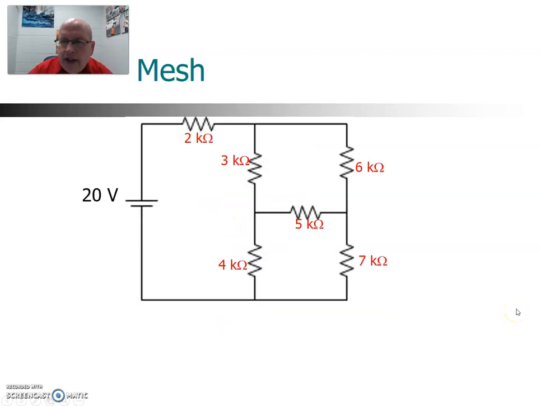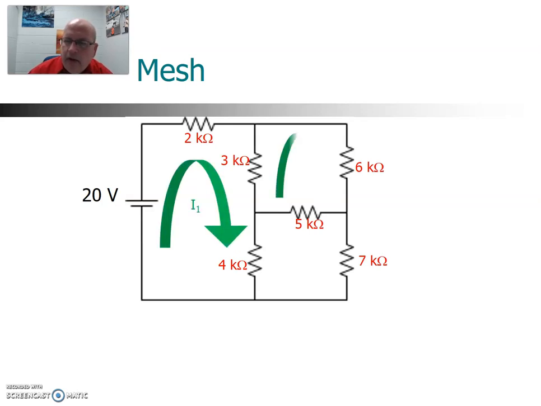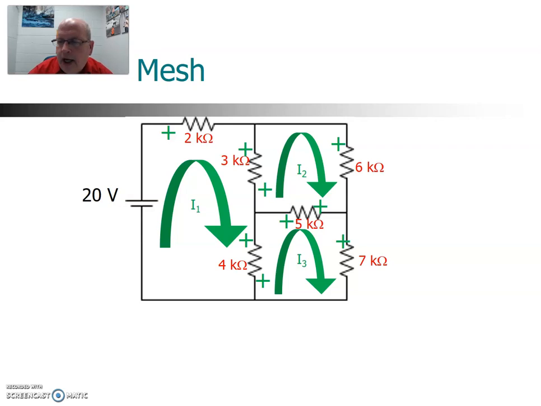All right, let's try one with 3 meshes in it. So I'm going to assume that is I1, okay, and I'm going to make that one I2, and then on the bottom right, I'll make that I3. I add my polarity markings, and now when I write my equations, I'm actually going to have to do 3 equations. There's 3 meshes, so I'll get 3 equations and 3 unknowns.